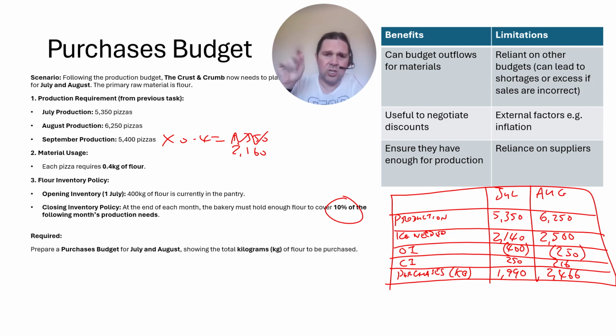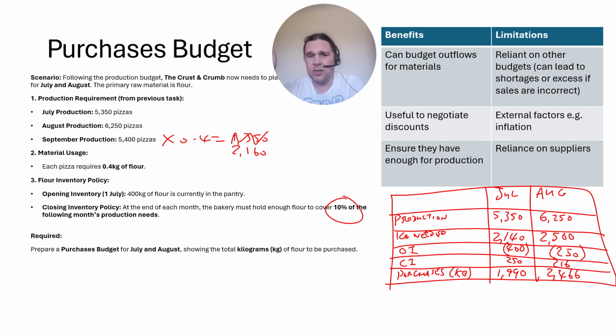Benefits for purchase budget: we can budget the outflows for materials, which is good. We know how much we're going to spend. We can use that to negotiate discounts. If we're buying more, we can get maybe an extra bulk discount. We can make sure we've got enough for production, which is key, because that's what we're going to run out of. That's that coordination part of the budgets.